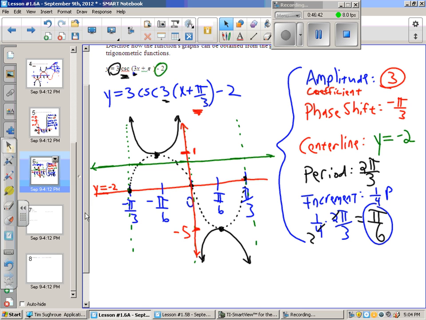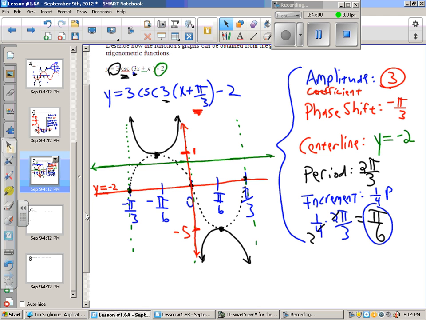If it has a positive amplitude coefficient, it goes up first. If it has a negative amplitude coefficient, it goes down first. If it's a cosine function, it must start off the center line. If it has a positive amplitude coefficient, it starts above. If it has a negative amplitude coefficient, it starts below.